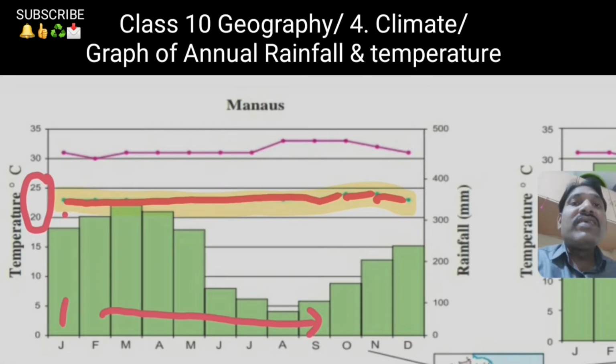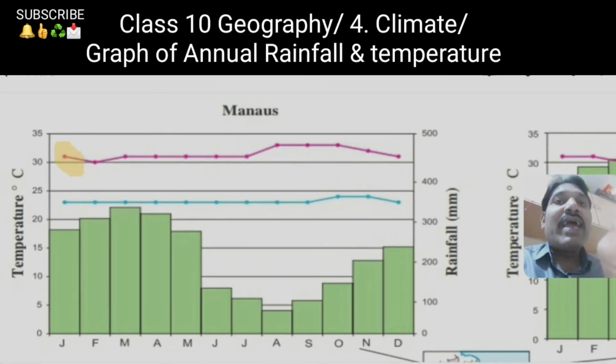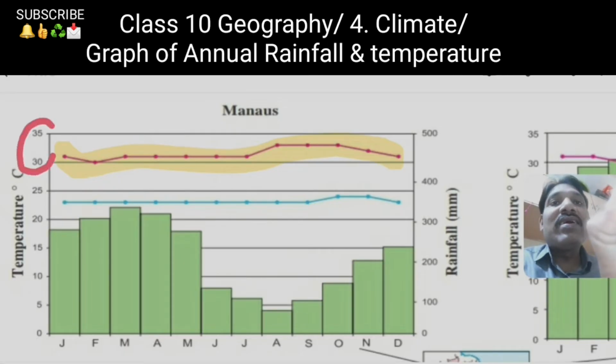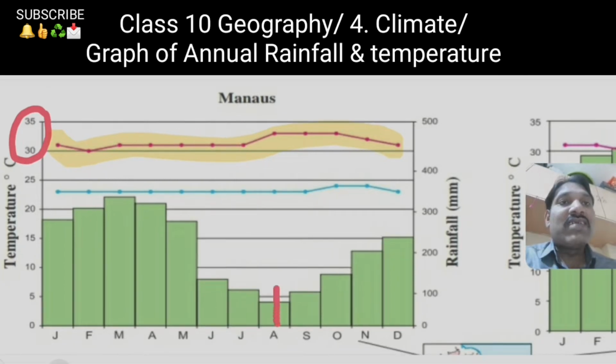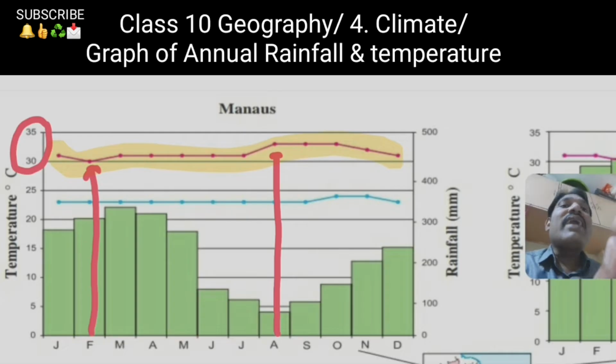Now if we see the maximum temperature of Manaus city, the pink line shows the maximum temperature. Again we can see that in Manaus city the temperature is between 30 to 35 degrees centigrade. In the month of August it rises more, and in the month of February it goes down. But it is between 30 to 35 degrees centigrade only. In this way we can tell the average temperature.